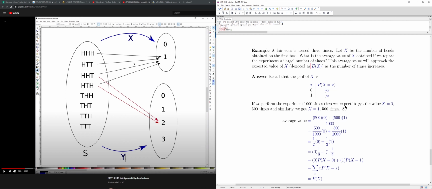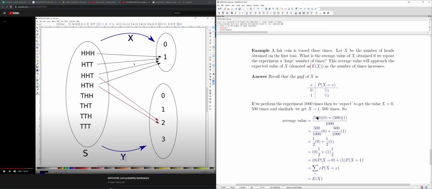But what we expect, based on the probabilities over here, is that if you do the experiment 1,000 times, you expect to get the value 0 500 times and the value 1 500 times. So we get 0 500 times and 1 500 times. And what's my average value? What's the average value of the outcomes?